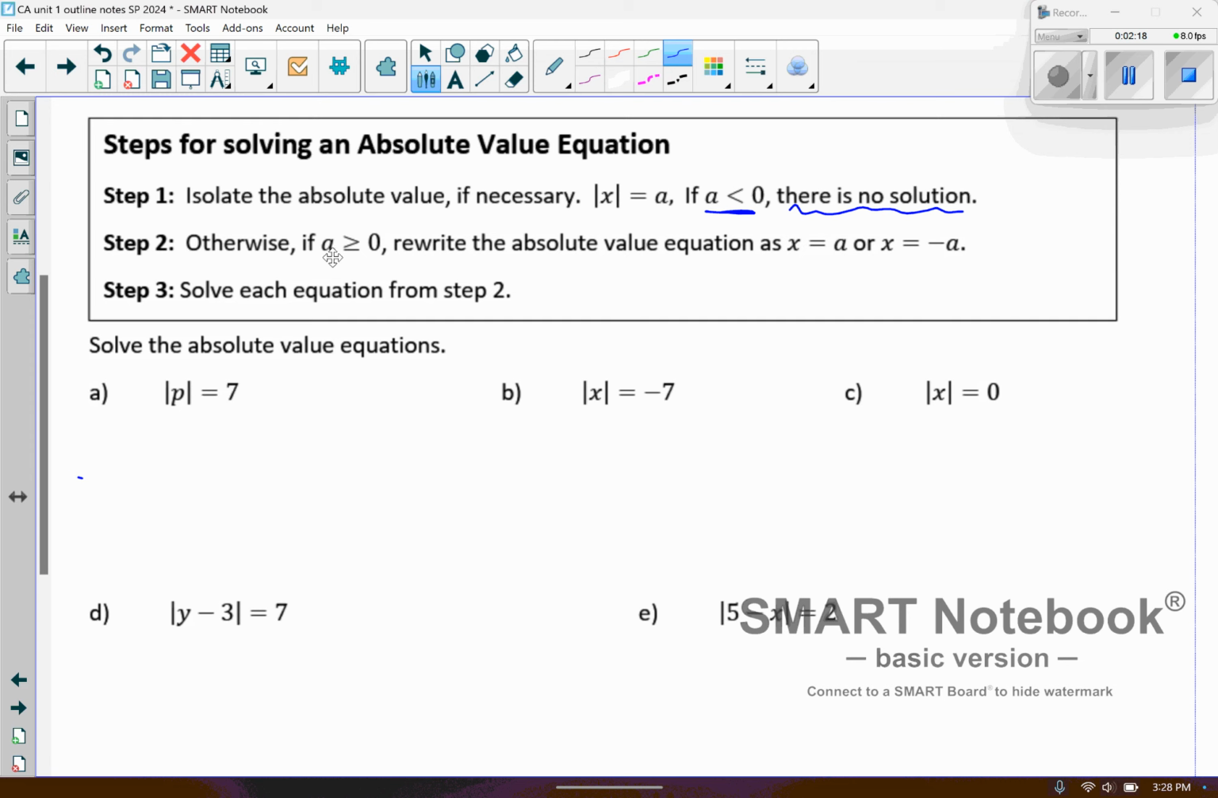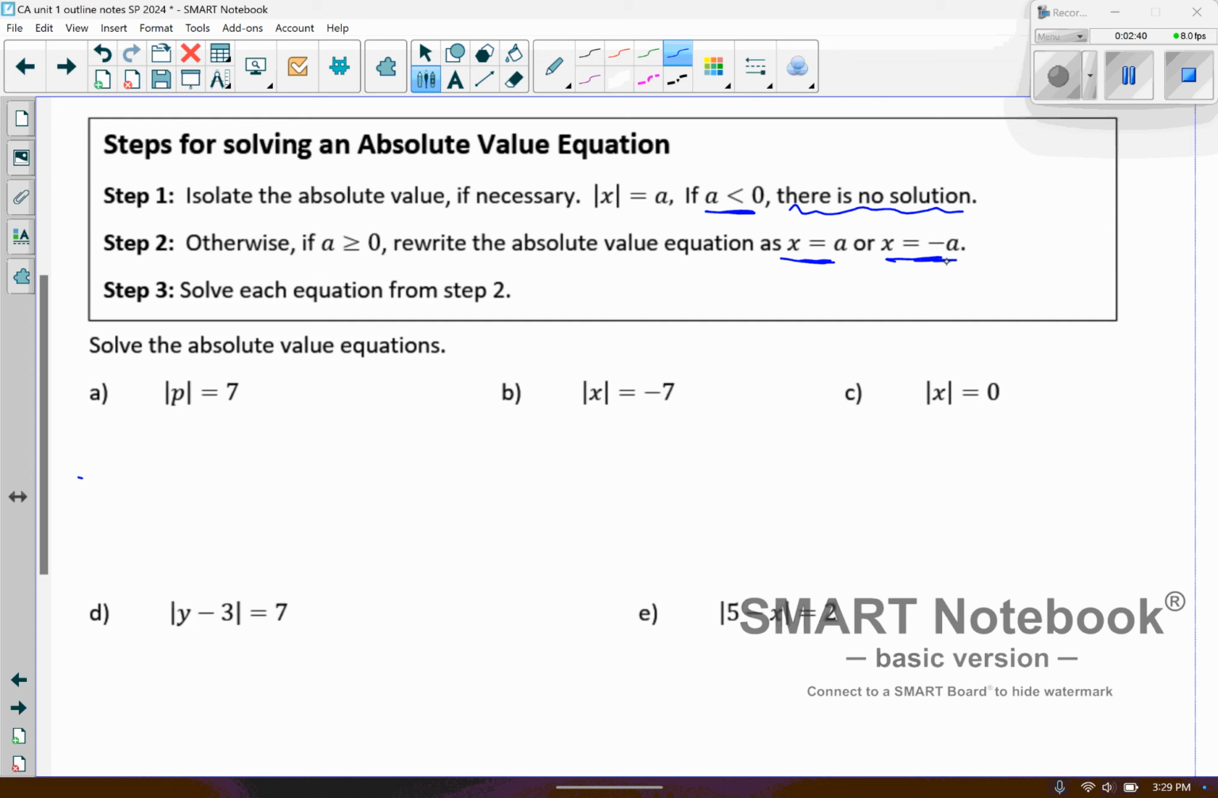Otherwise, if A is greater than or equal to 0, so if it's 0 or a positive number, then you're going to rewrite the absolute value as x equals A or x equals -A. Then you're going to solve those. So typically, not always, but typically, you're going to get two solutions to these.